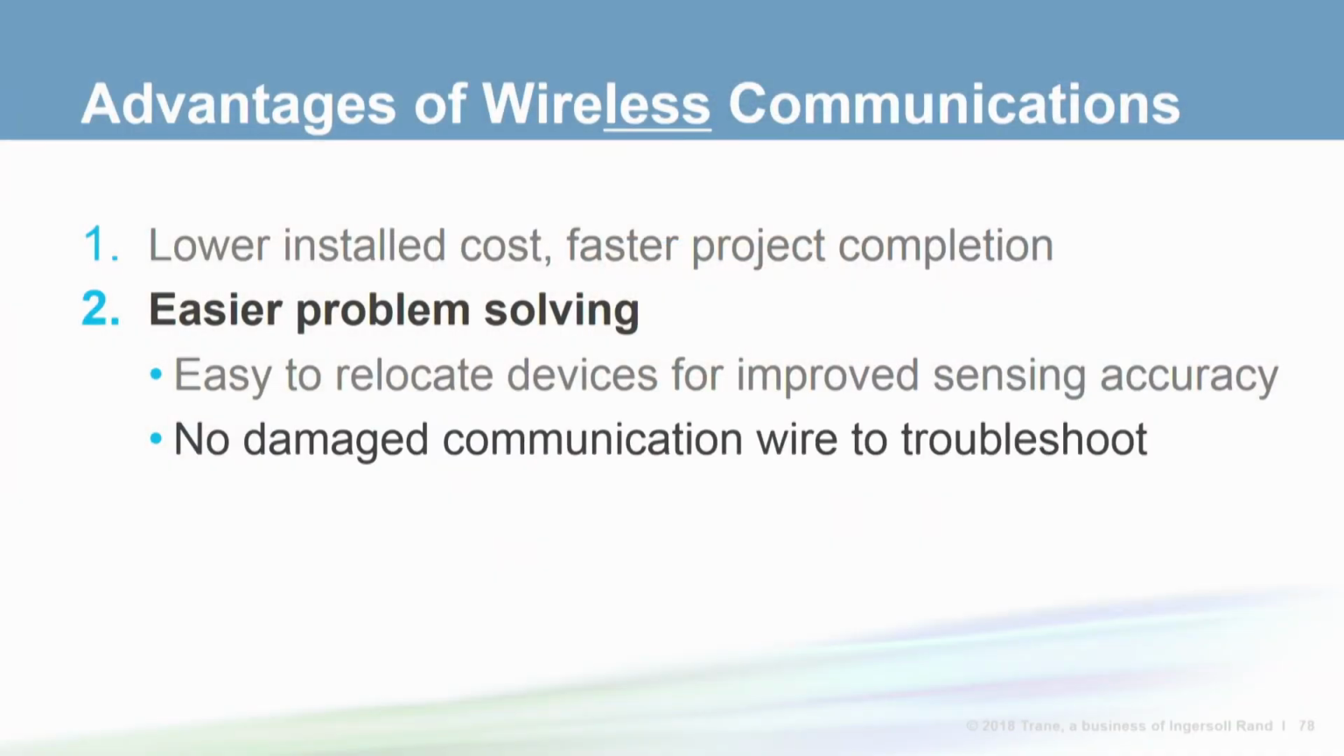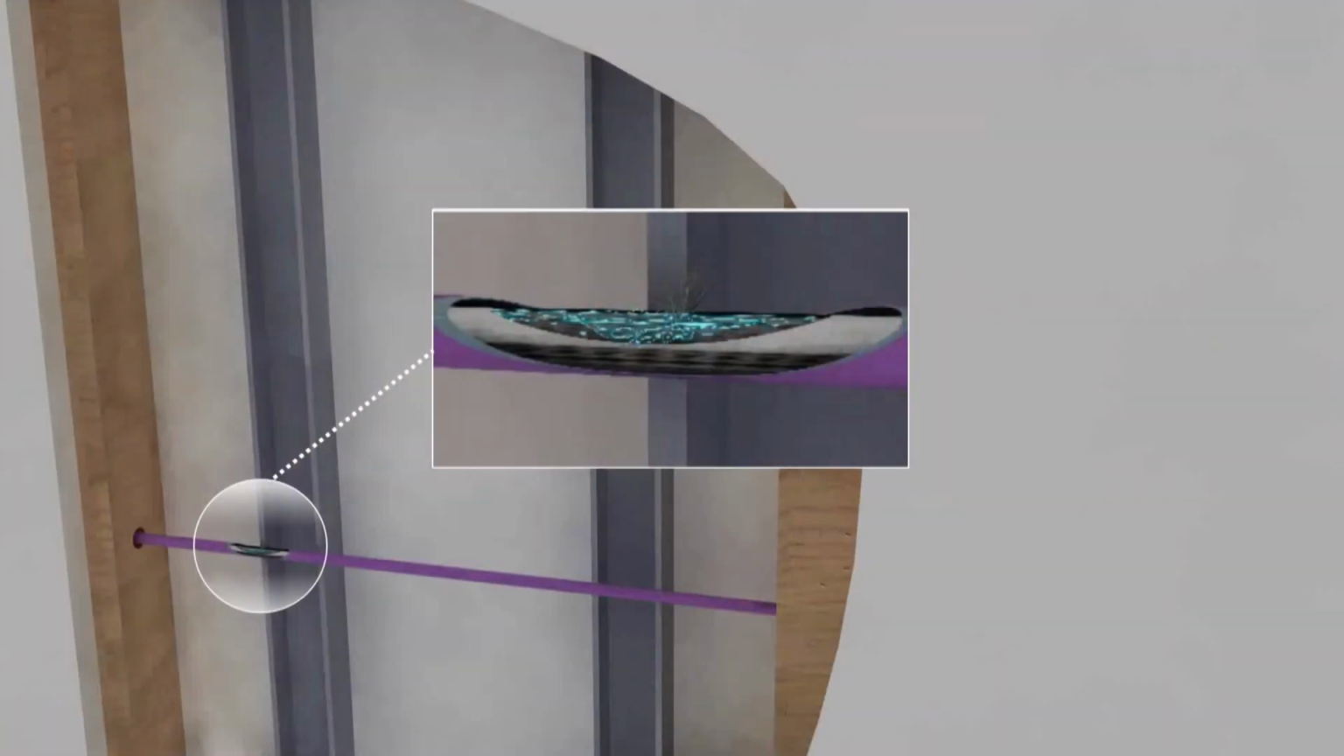Wireless also means no damaged communications wire to troubleshoot. While we might think wire is trouble-free, it often isn't. Communications wire can mistakenly be cut during the project, adding cost and delaying completion. And any bad connection or compromised wire can take a network down. It's even more frustrating and difficult to troubleshoot when the failure is intermittent or if the weak part of the wire is hidden behind a wall.